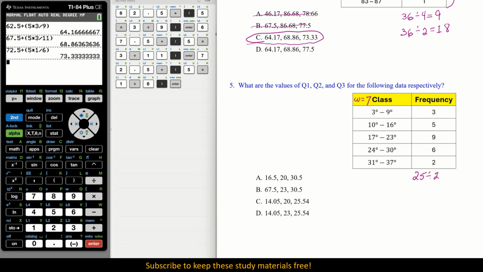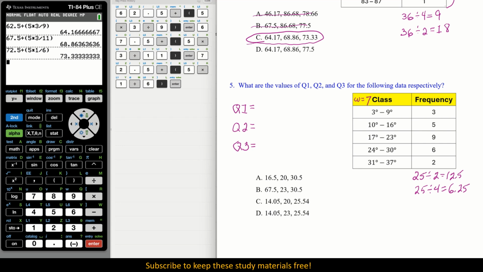Okay, our total is 25. And if we divide that by 2, we get 12.5. And then if we take 25 and we divide that by 4, we get 6.25. Okay, so what that does for us is it gives us somewhere to start. All right, let's go ahead and write this out. So we have Q1 equals, Q2 equals, and our Q3 equals.